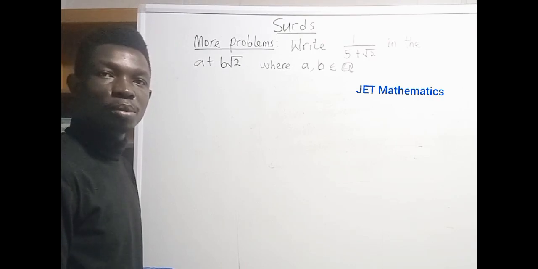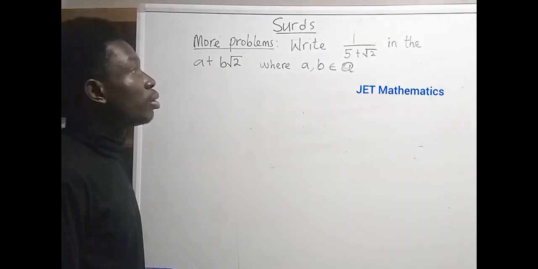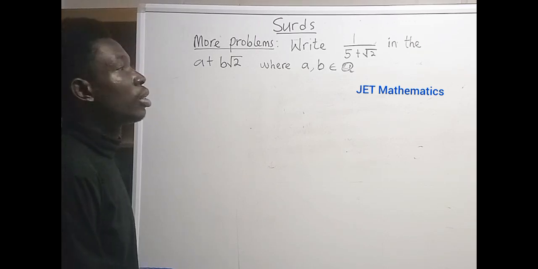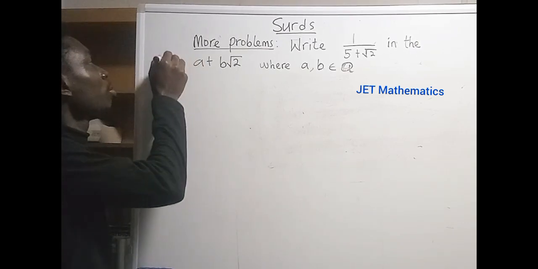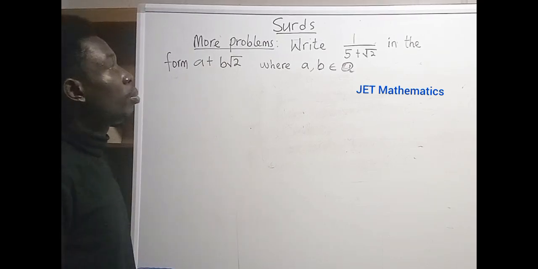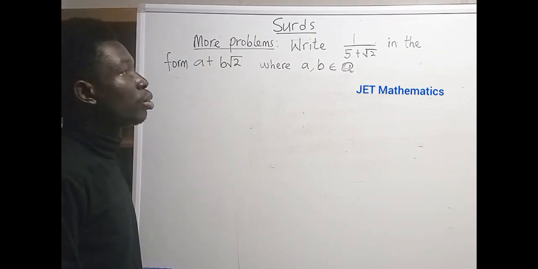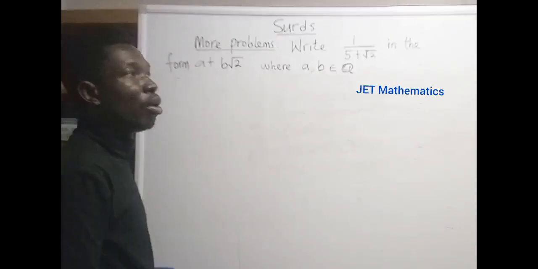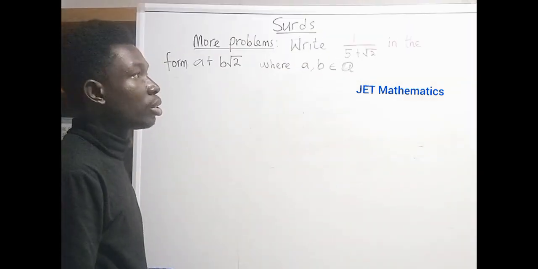Today we'll be solving more problems on Surds. We have one on the board. It says write 1 over 5 plus root 2 in the form a plus b root 2, where a and b belong to the set of rational numbers.